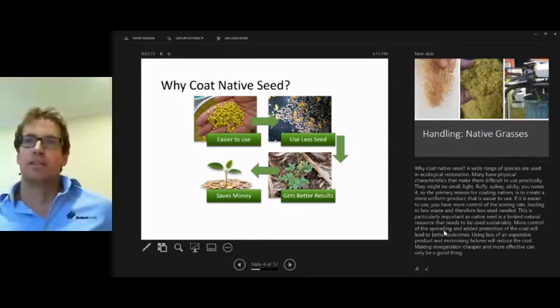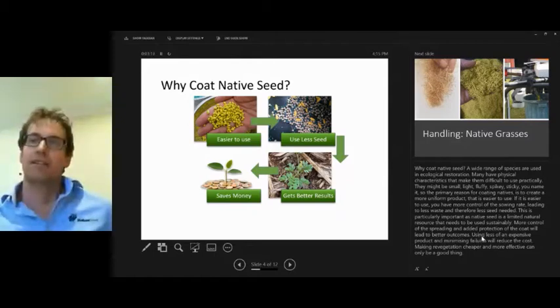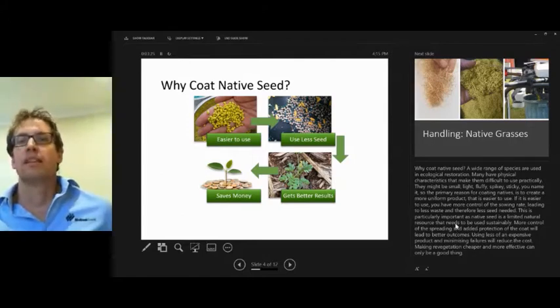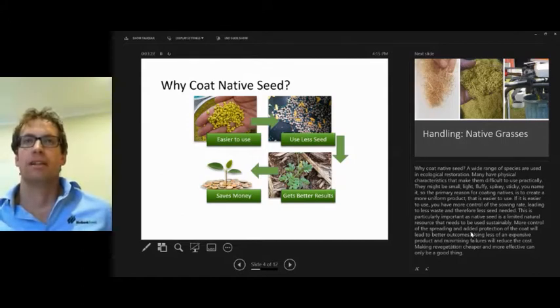More control of the spreading and added protection of the coat will lead to better outcomes, and using less of an expensive product and minimising failures will reduce the cost. So if we're making revegetation cheaper and more effective, that can only be a good thing.